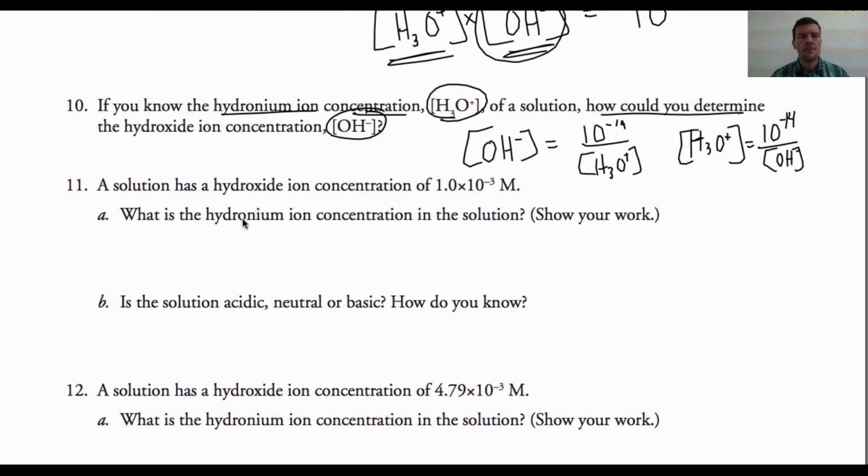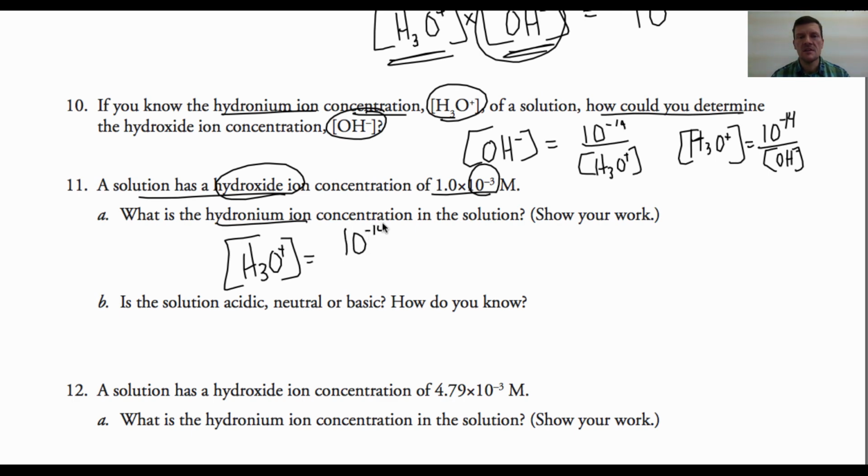A solution has a hydroxide ion concentration of 10 to the negative 3. What is the hydronium ion concentration in the solution? So all we have to do to find the concentration of hydronium is take my product. I know these two concentrations in an aqueous solution always have to equal 10 to the negative 14. I'm going to take my 10 to the negative 14 and divide by my 10 to the negative 3 here. And I know that that's going to give me 10 to the negative 11.